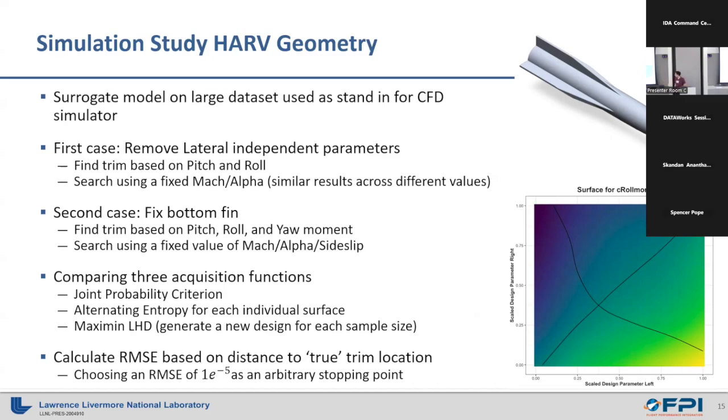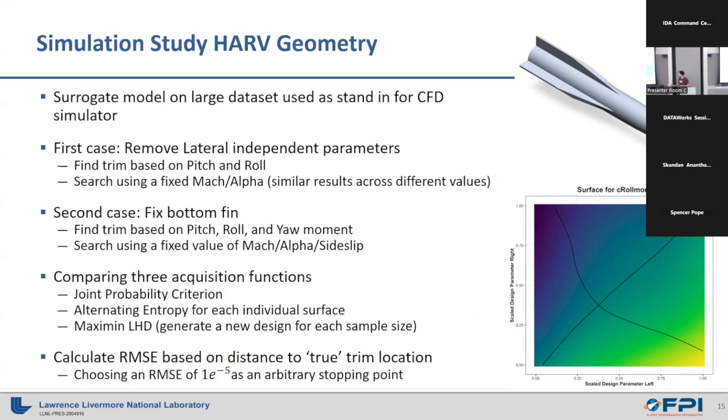Even though I'm just looking at one fixed Mach-alpha combination, we can get similar results for the different values because we see a similar type of behavior. It's not extremely different from a surrogate modeling perspective. Okay, and so for the first case, we are fixing the top and bottom fin. We're only looking at the left and right, and so we only have two responses here, pitch and roll. If we look at the second case, then we are only fixing the bottom fin.